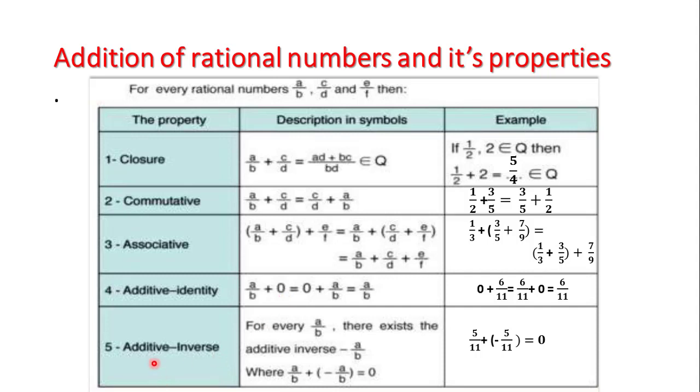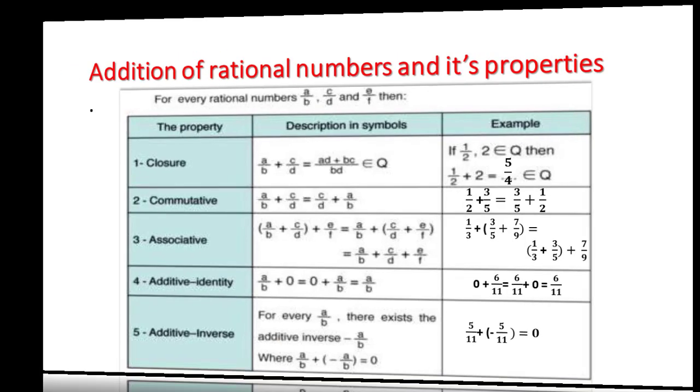Here in rational numbers we also have the additive inverse. Like in integers, the additive inverse is the same number but with the opposite sign. For example, for a over b, the additive inverse is negative a over b. What do you mean by additive inverse? It's a number that, if you add it to a required number, the result will be the additive identity. So if I add a over b plus negative a over b, the result will be 0. 5 over 11 plus negative 5 over 11, for example, will be 0. So for any number, if you want to get the additive inverse, just change the sign.